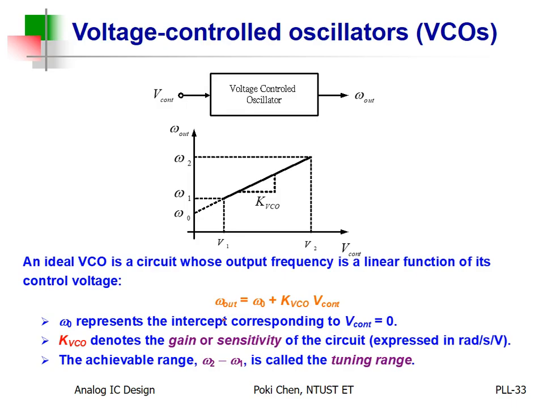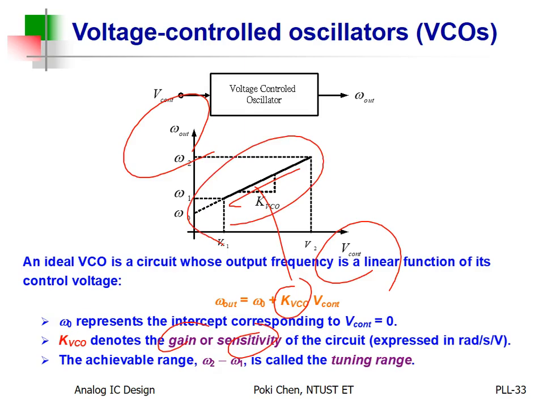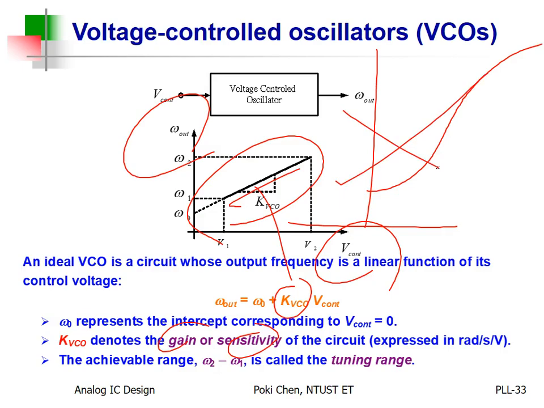You can guess. As I mentioned, the higher the control voltage, usually the higher the output frequency. And again, the slope is called the gain, the sensitivity, of your VCO. That is only for your linearized model. How about the real one? Maybe it behaves like this.